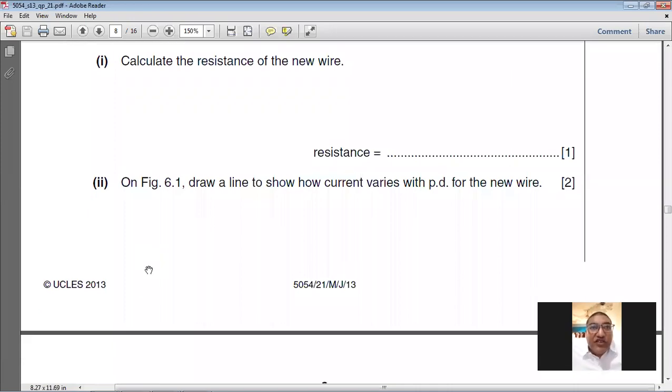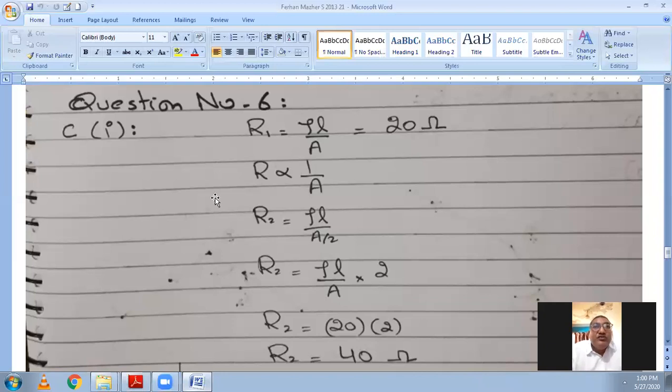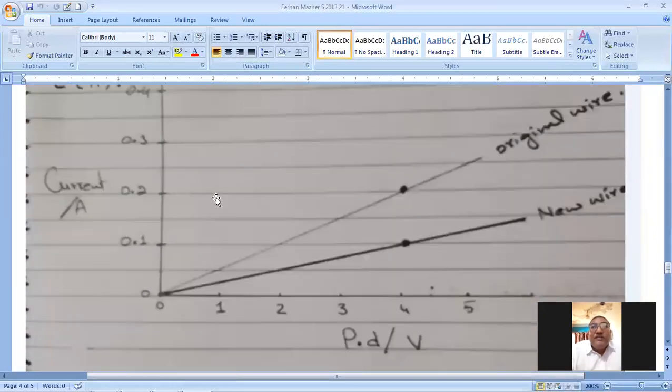On figure 6.1, draw a line to show how current varies with the potential difference for the new wire. You know, the new wire has larger resistance. Its resistance is double the resistance of the original wire. I've done this on paper. Let me show you. I hope that this is visible to you. This is the original wire graph. The new wire has double the resistance. So its slope will be half, because slope here is the reciprocal of the resistance.